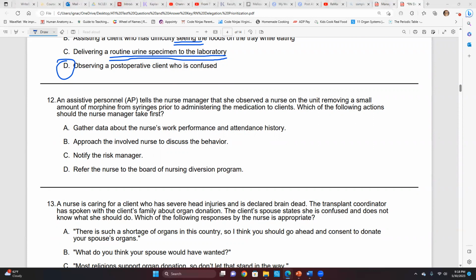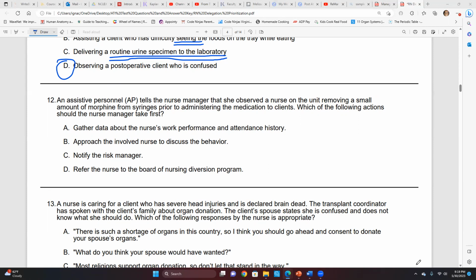A nursing assistant tells the nurse manager that she observed a nurse on the unit removing a small amount of morphine from each syringe prior to administering the medication. Which of the following actions should the nurse manager take first?